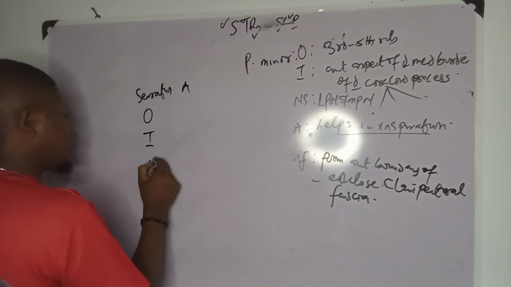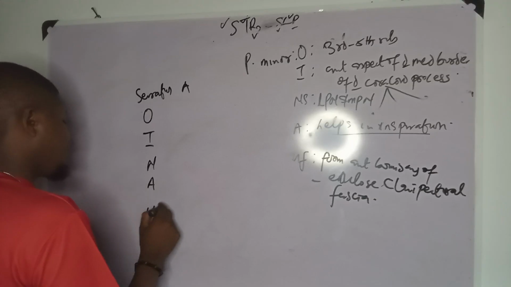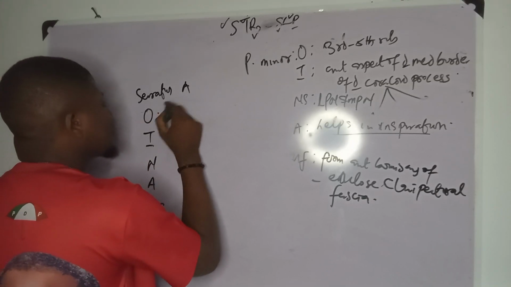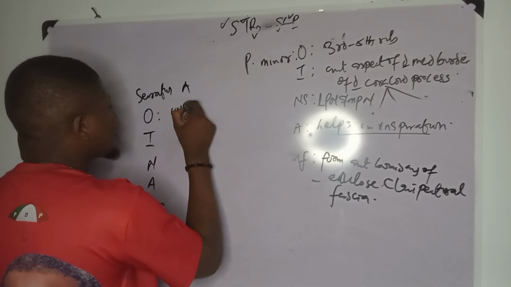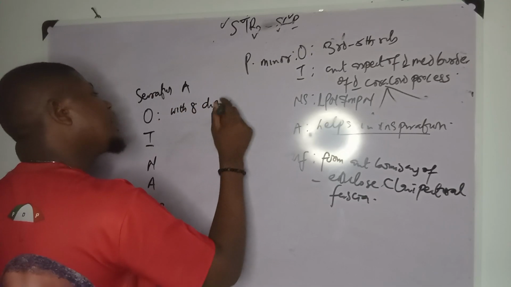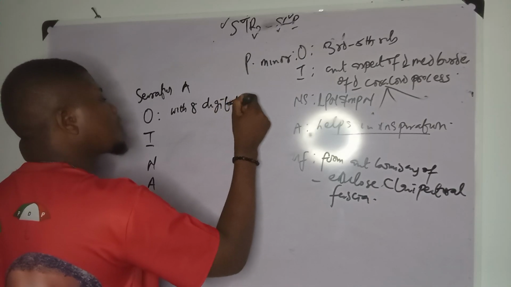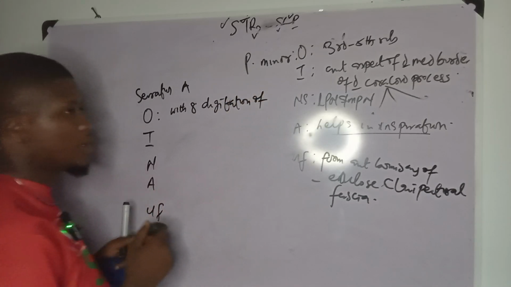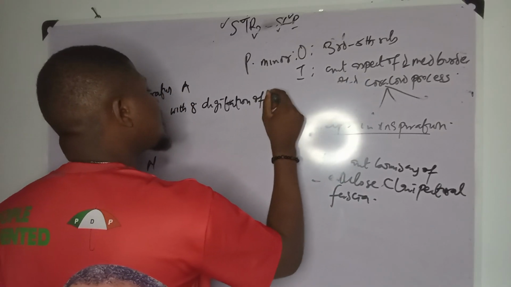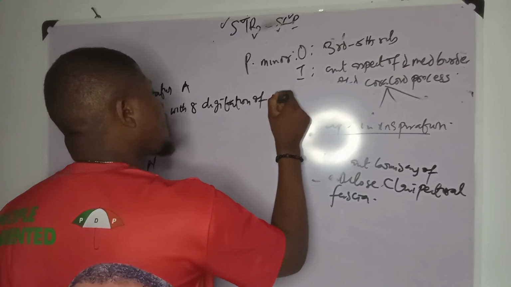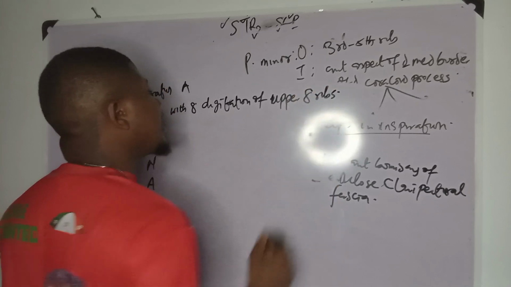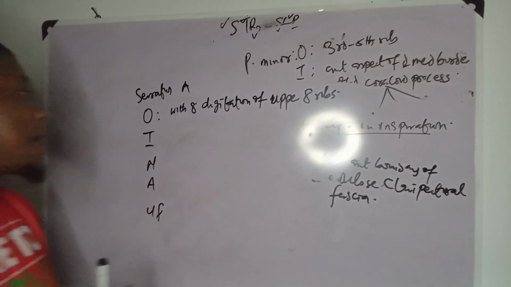Origin, insertion, nerve supply, action, unique feature. So origin: it originates with eight digitations from the upper eight ribs. Eight digitations from what? Upper eight ribs.